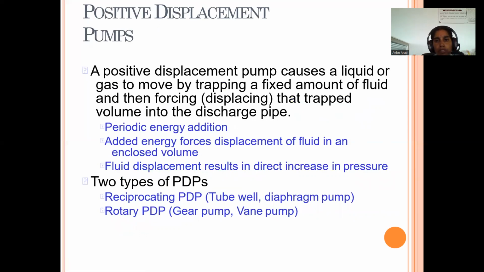A positive displacement pump causes a liquid or gas to move by trapping a fixed amount of fluid and then forcing the trapped volume into the discharge pipe. Periodic energy addition forces displacement of fluid in an enclosed volume. Fluid displacement results in a direct increase in pressure. Two types of positive displacement pumps: reciprocating pump and rotary pump.